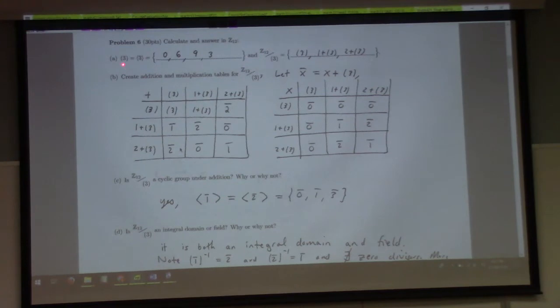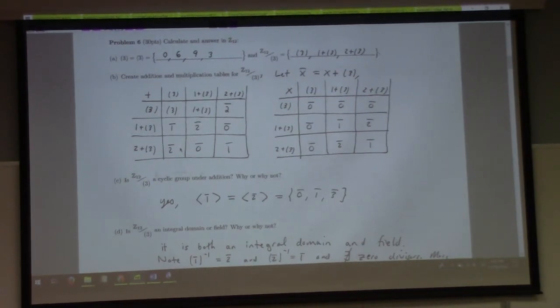So the ideal generated by 3, or the other notation, which Liam objects to, for the principal ideal generated by 3, is 0, 3, 6, 9 additively, right? And that gives us how many cosets? That's a subgroup of order 4, which means that 12 divided by 4 is 3. We're going to have 3 cosets, namely the ideal, 1 plus the ideal, and 2 plus the ideal. And so we can create addition and multiplication tables for this factor ring.